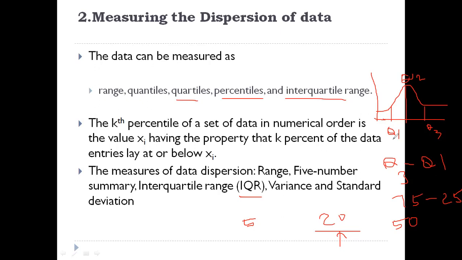The first part is represented by Q1, the second part by Q2, and the third part by Q3. Assume the first part is 25%, the second part is 50%, and the third part is automatically 75%. Why? Because here you need to divide the total data into 4 equal parts. One single part is called a quartile.